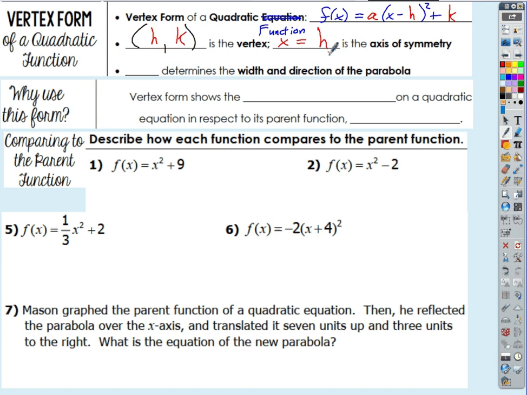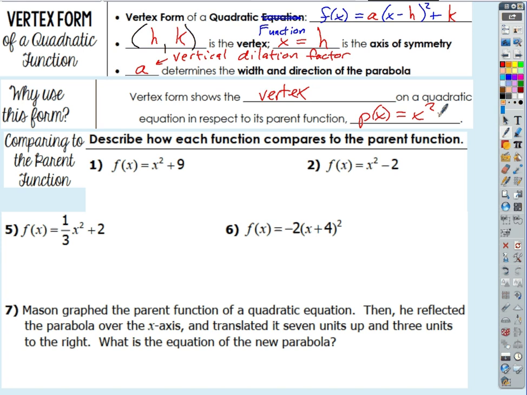And then just like it did with absolute value functions, a, which remember is the vertical dilation factor, determines how much it's been stretched and whether it gets flipped or not. Okay? So vertex form shows the vertex on a quadratic equation with respect to its parent function, and the parent function in this case would just be x squared instead of absolute value of x.